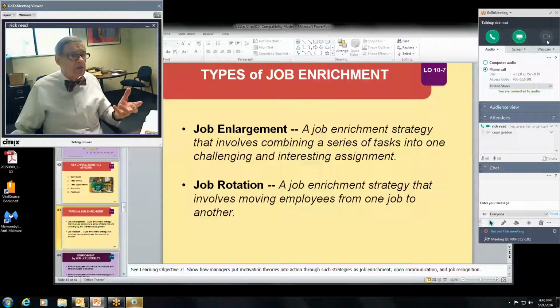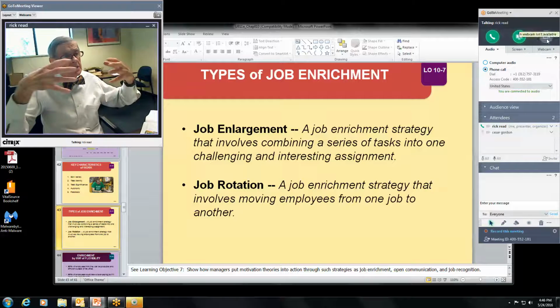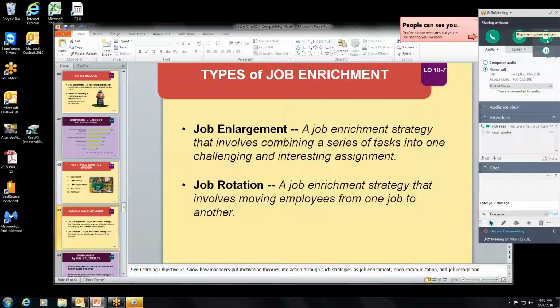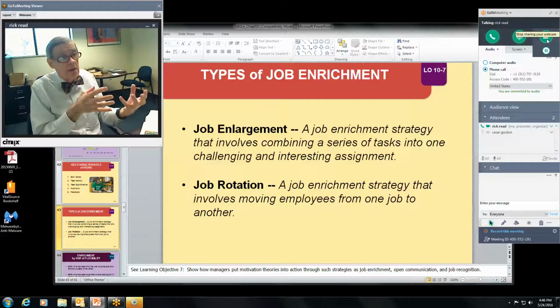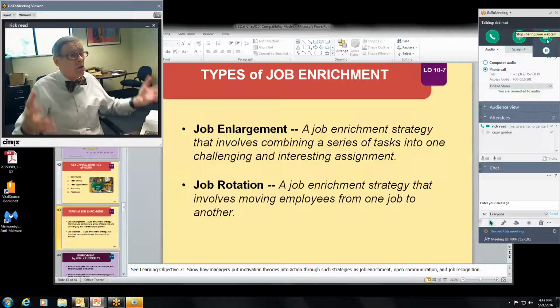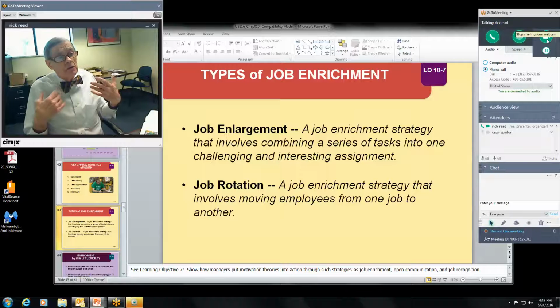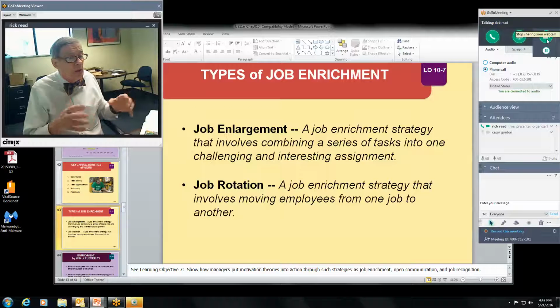There are a couple of types of job enrichment. One is job enlargement. That is just taking what used to be more than one task and putting them together. So one person is actually doing what used to be done by two or more. And then job rotation is what it says. Moving the person from job to job to job increases his or her importance to the company, because now he or she knows more things to do, becomes more conversant with them, and also gains other skills as well.